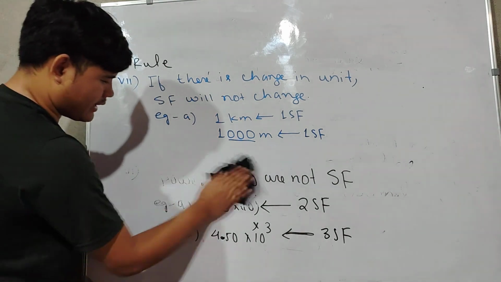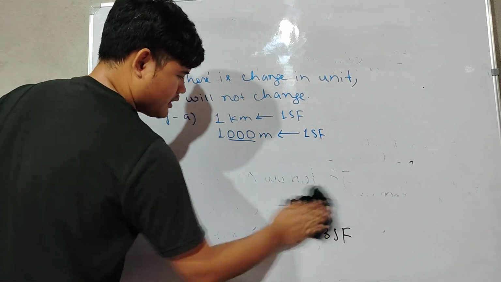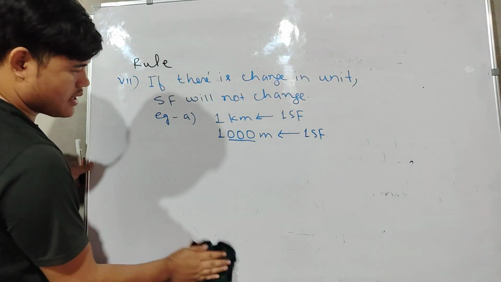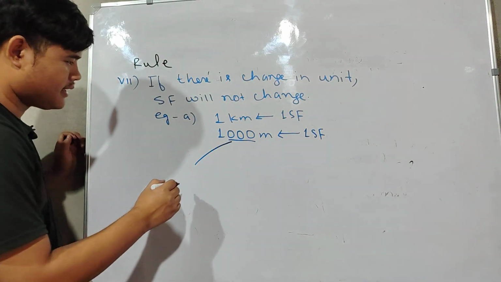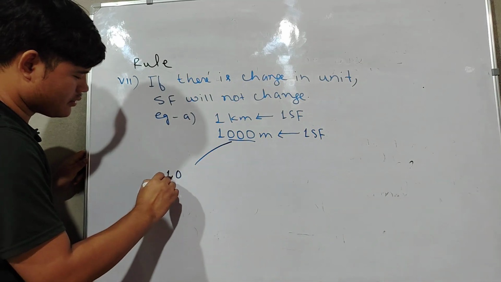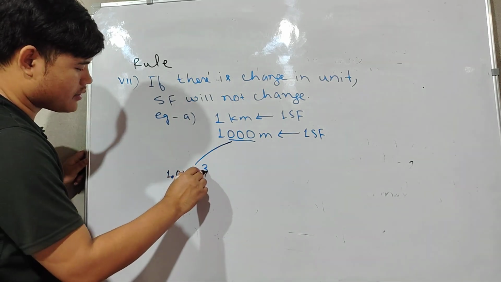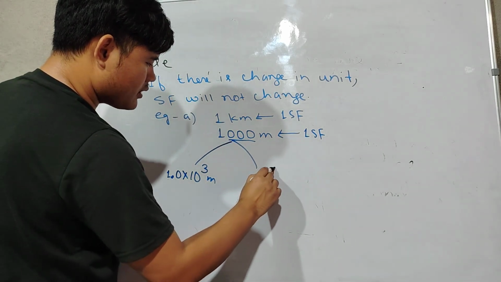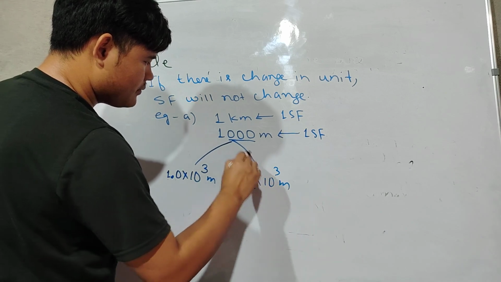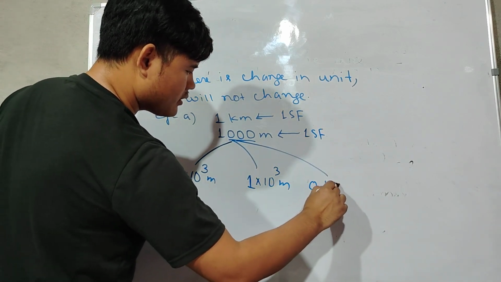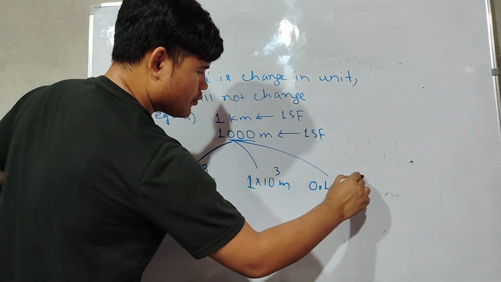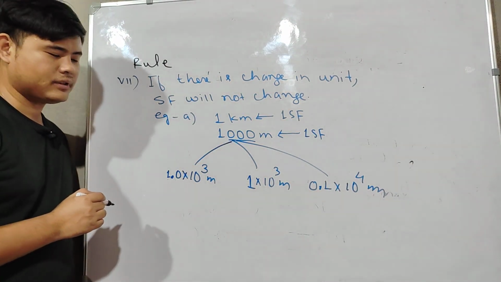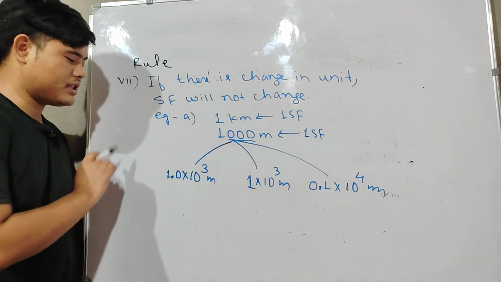Now you tell me one thing. If I write this one like this, tell me which one is the correct one. Can I write 1.0 into 10 to the power 3 meter, or 1 into 10 to the power 3 meter, or 0.1 into 10 to the power 4 meter? Just think and tell me which one of these is correct.